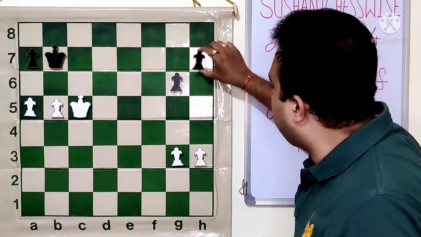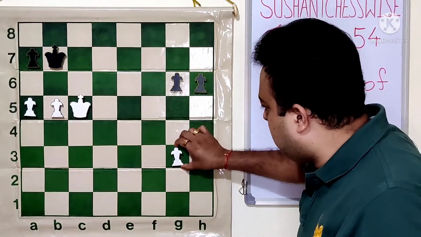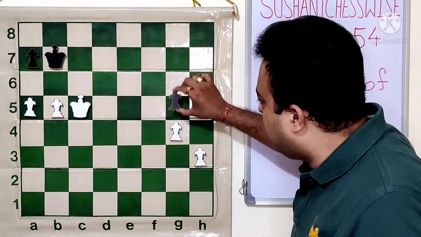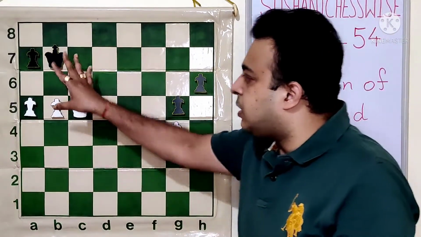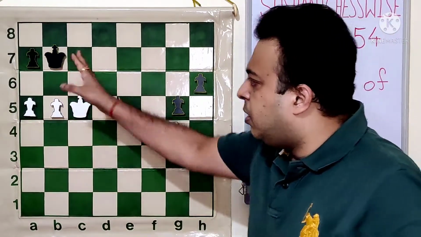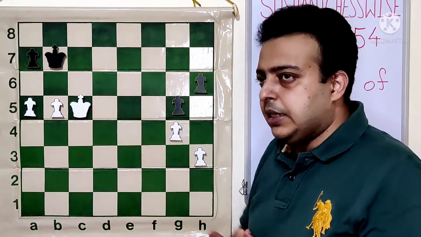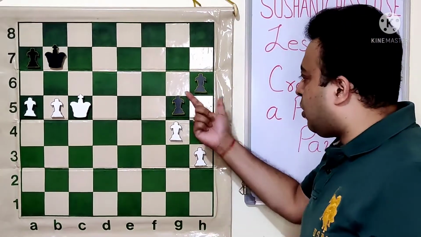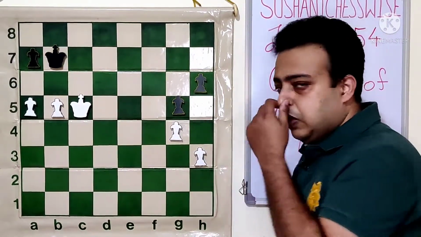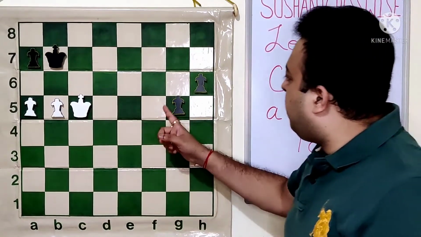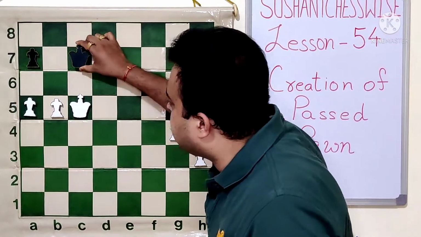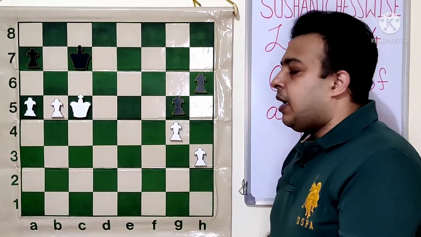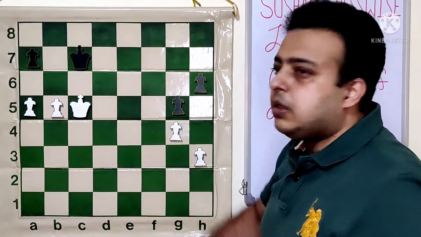H3, H6, G4, G5. Okay. Now black has also pushed the pawn because he doesn't want to make any moves on the other side. We'll see if he is not pushing the pawns. We'll see that also. Then what to do? Now black has no moves on this side. So the king comes to C7, and now white is all set to create the passed pawn.